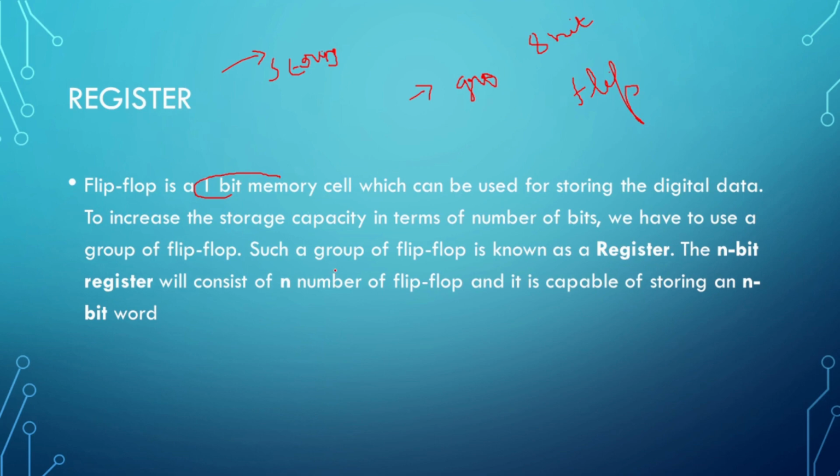In simple words, a group of flip-flops is known as a register, and a register is used to store data in the digital system. An n-bit register consists of n flip-flops. It means an 8-bit register uses 8 flip-flops, and it is capable of storing an 8-bit word.